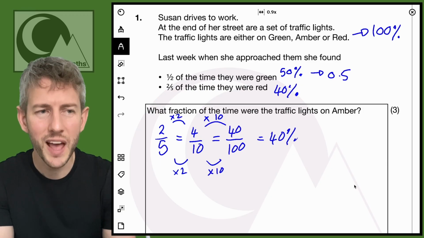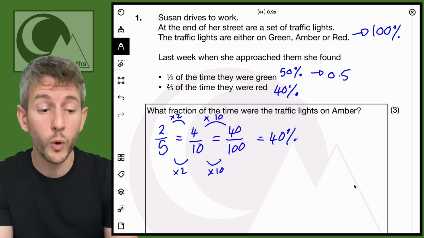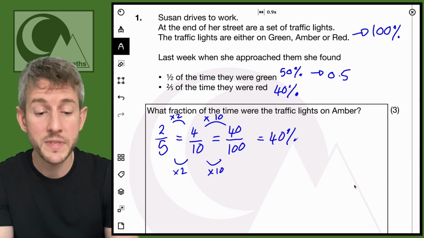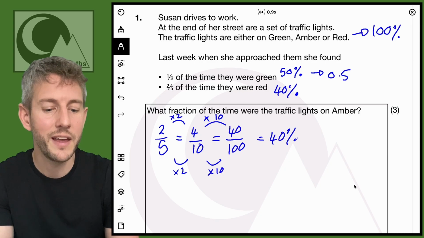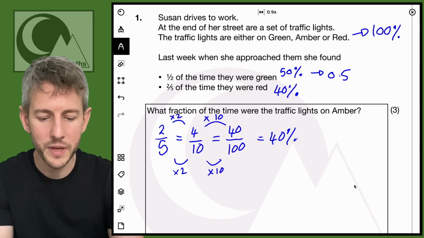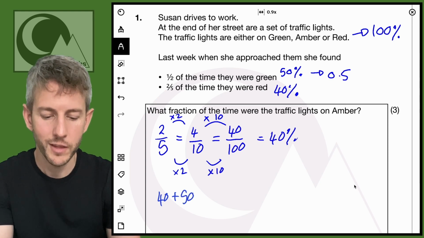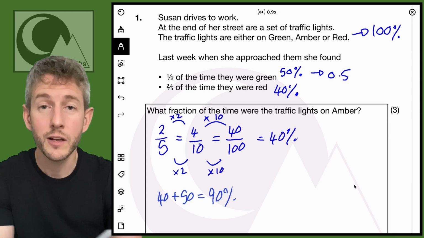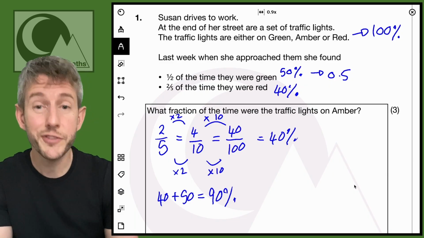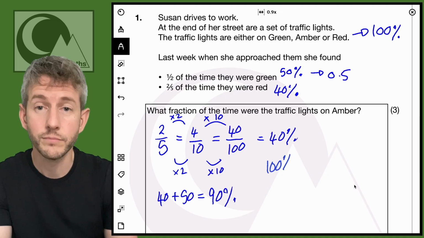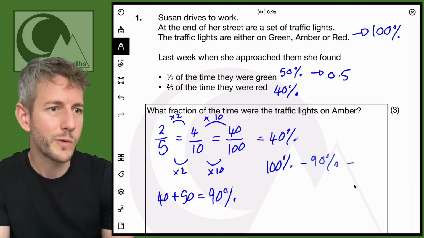Perfect. So now what we can see is we know that they're either green, amber, or red. We know that 50% of the time they're green. We know that 40% of the time they are red. So that means if we do 40 add 50, that equals 90%. So basically, we've already got 90% of the time covered. So we just need to do 100% minus 90%, and that equals 10%.